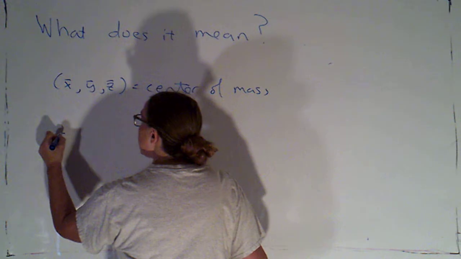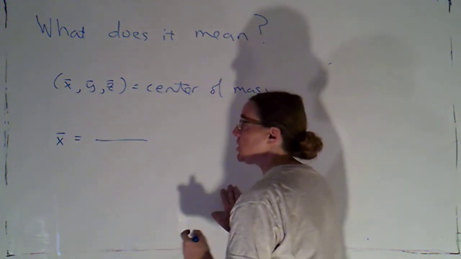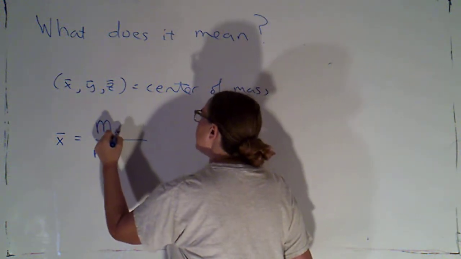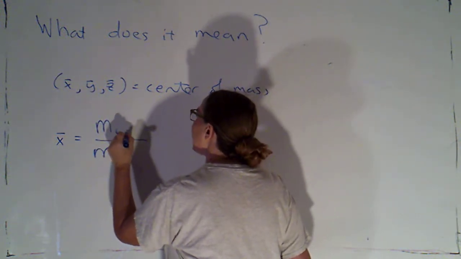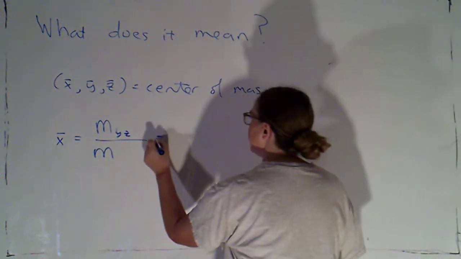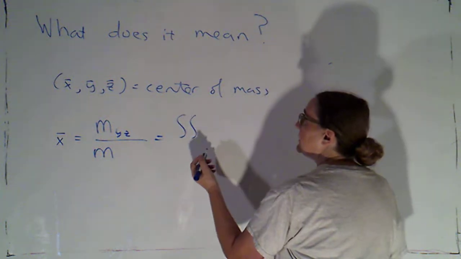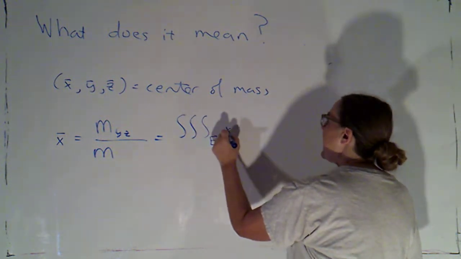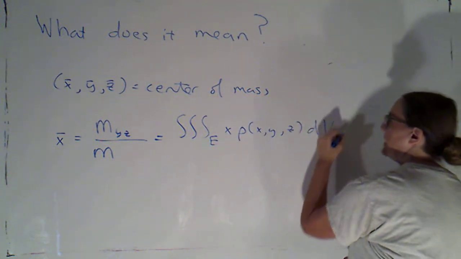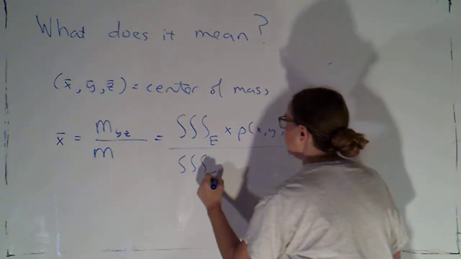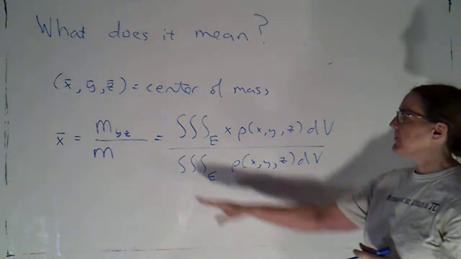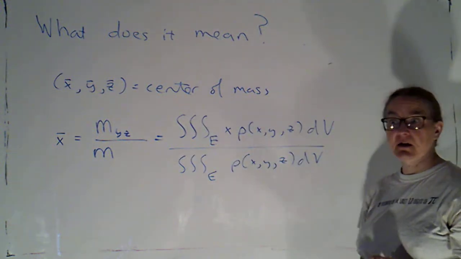Okay. X bar is going to be just a ratio. We're going to have the mass m on the bottom. On top, we'll have the moment about the YZ plane. That would be the tendency to rotate about the YZ plane. That's just the triple integral over E of x times our density function. And of course the mass is just the triple integral over E of the density function. And the formulas for Y bar and Z bar are similar.